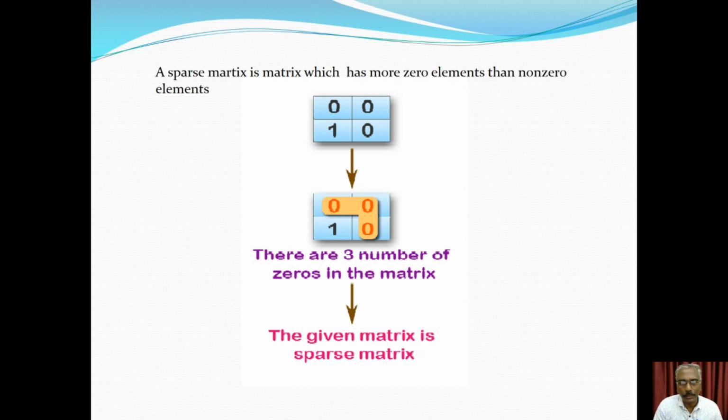When you see this matrix, only one value is occupied by a non-zero element. The remaining all other elements are occupied with 0 elements. There are 3 zeros in this matrix. So we call this matrix a sparse matrix.